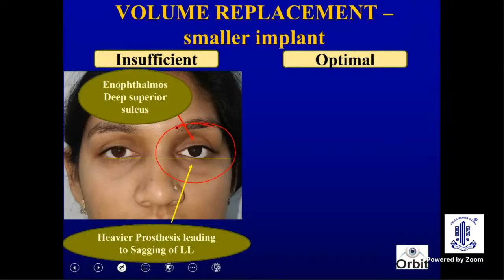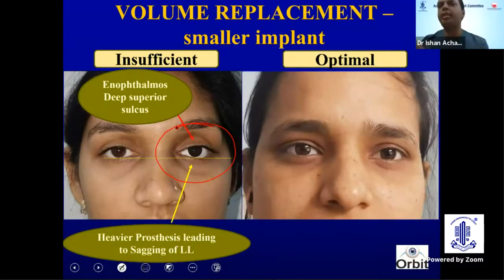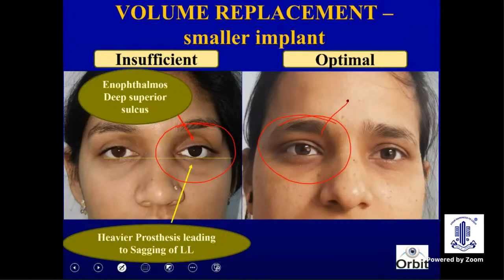and sagging lower lid because of the heavier prosthesis. Compared to that, in this patient you can see the prosthetic eye, and the best cosmesis is achieved in this patient, with lid crease, and the lower lid and all contours are okay.